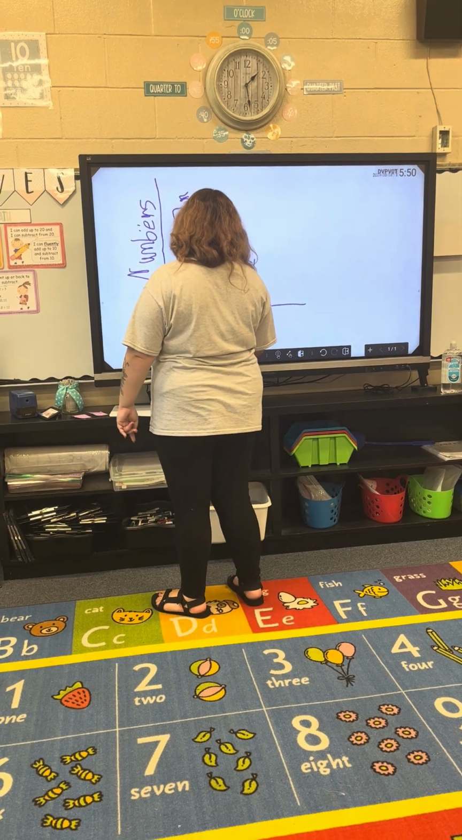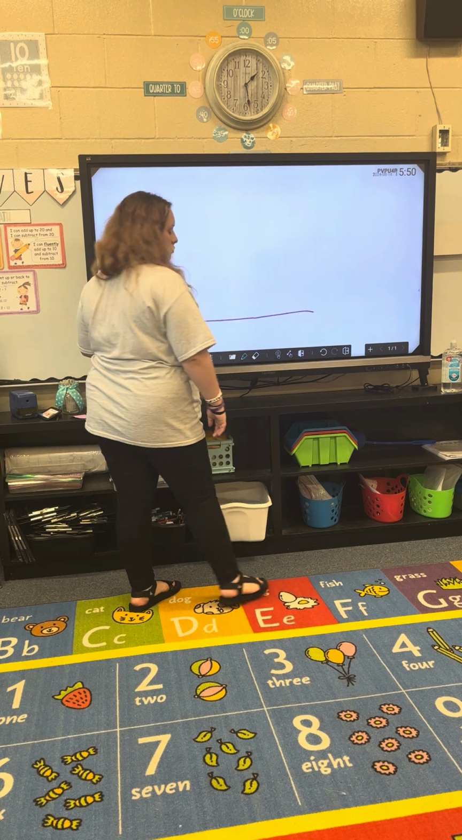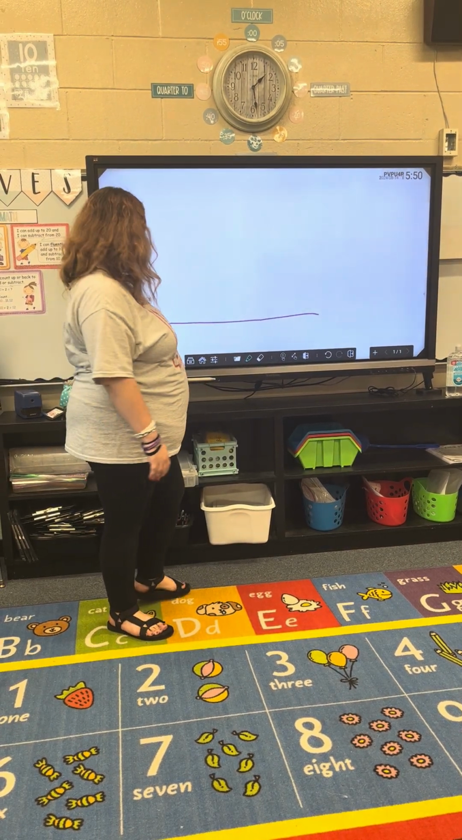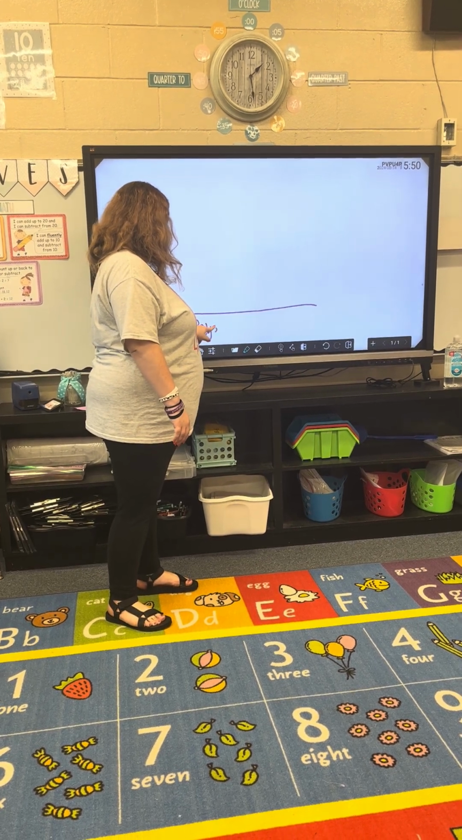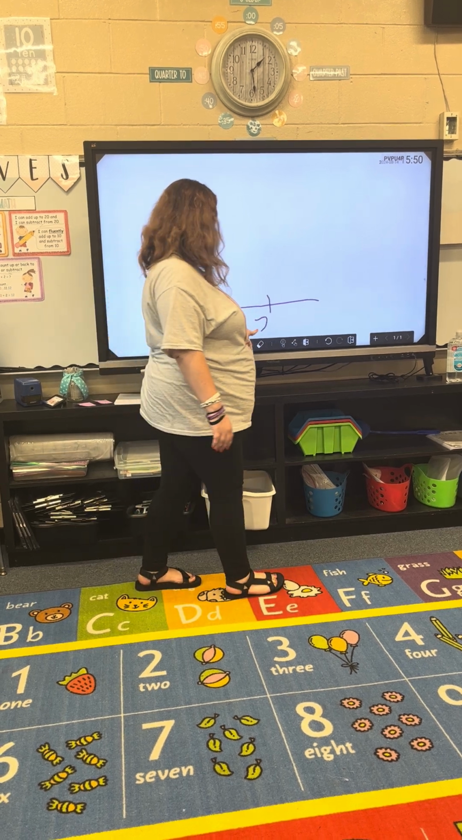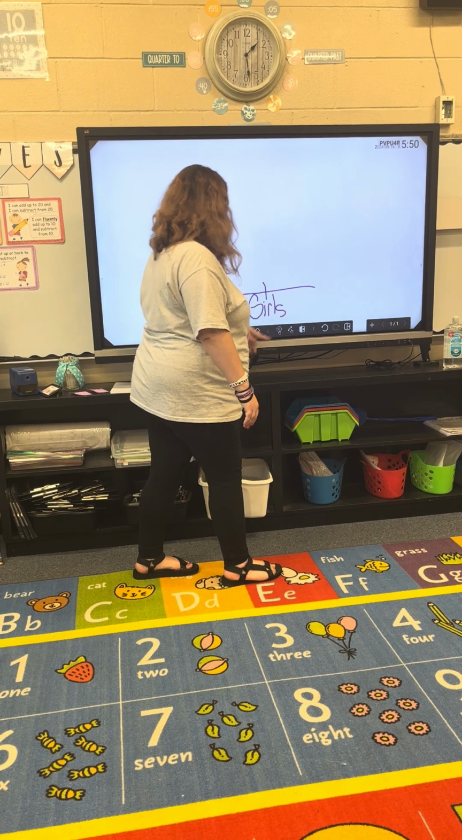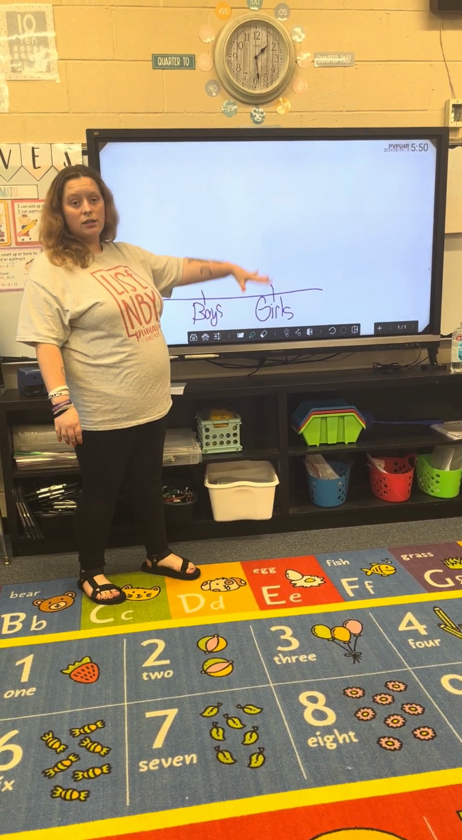All right. So I want to make a graph on gender. How many boys? How many girls do we have? So this is going to be my boys. That's my first thing, right? And then my second thing is going to be my girls. How many girls do we have? This is my what is it? This is what the whole graph is telling me about.